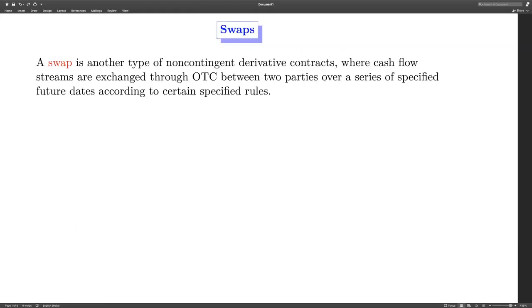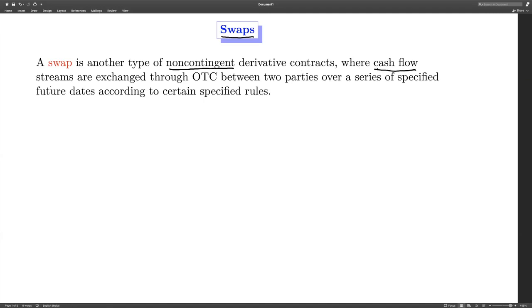Well, the next derivative that we are going to see is called swaps. A swap is another type of non-contingent derivative contract. It means at the time of issue, there is no price involved in the swap, which has to be paid by either side of the parties. It also means that both the parties have right and obligation to execute the contract.